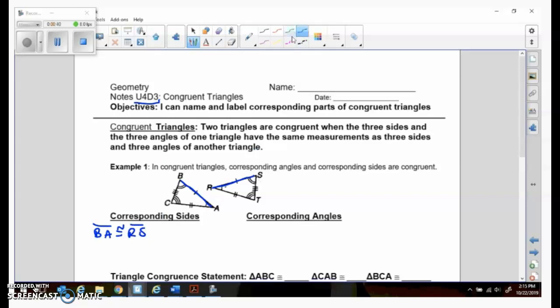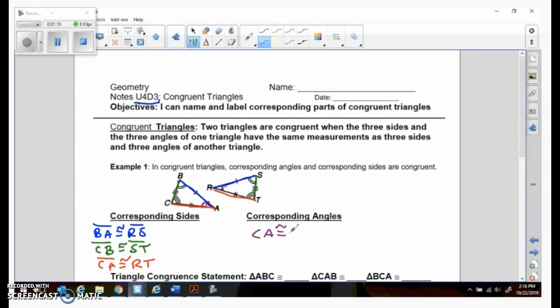So BA is congruent to RS. Then we'll use another color: BC is congruent to ST. And last but not least, we have CA congruent to RT. We can tell that those are the congruent sides based on the number of hash marks on the side. If you notice, RS only has one hash mark, AC has two, and then BC has three.